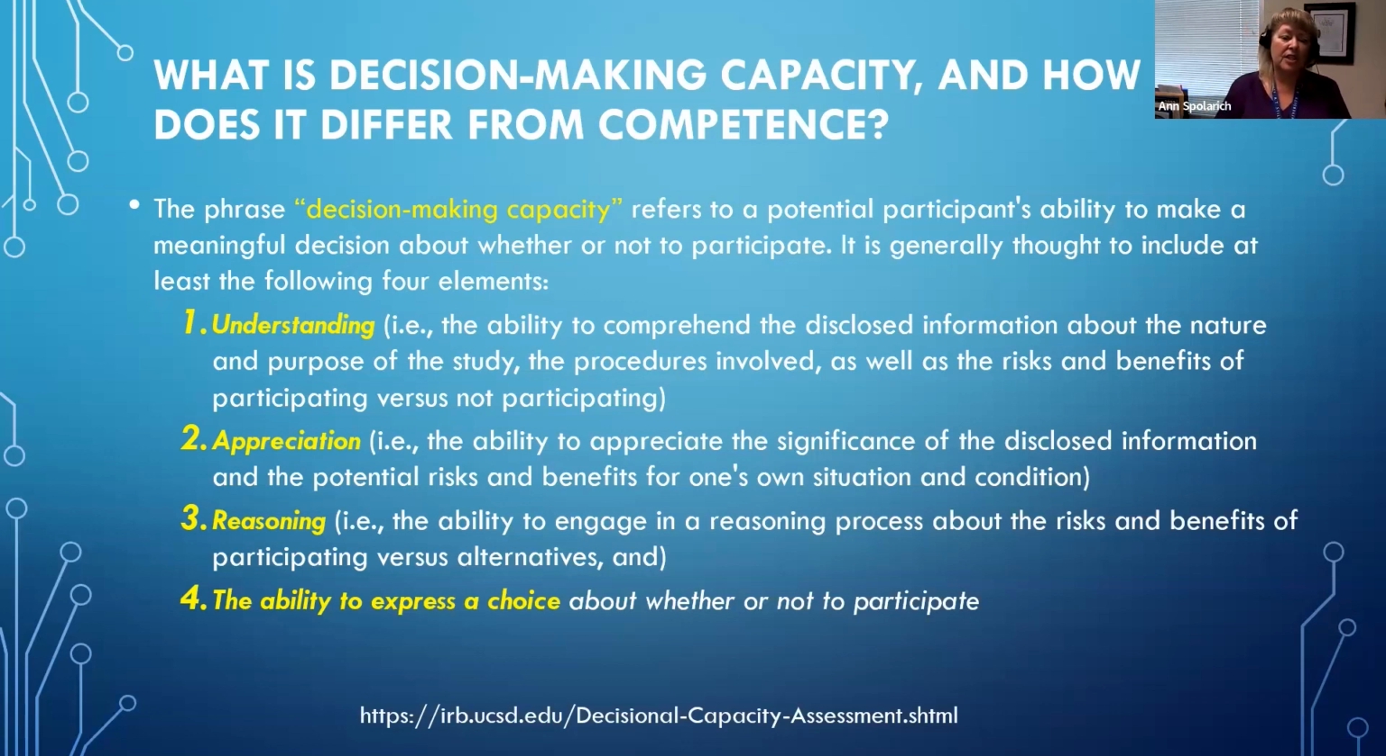Reasoning is the ability to engage in a reasoning process about risks and benefits and participating versus alternatives. So in other words, they can weigh what their options are, and the ability to express a choice about whether or not to participate.